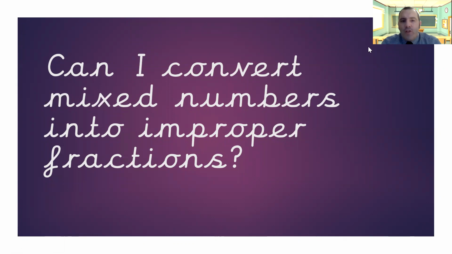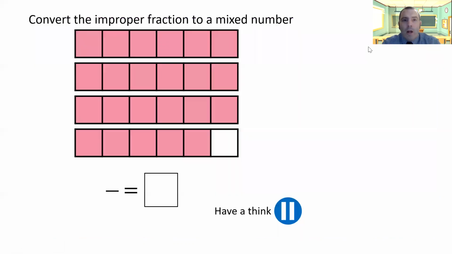So first things first, let's see what we remember from last lesson. Can you convert the improper fraction to a mixed number? Pause the video here and have a go at this. How did we get on?